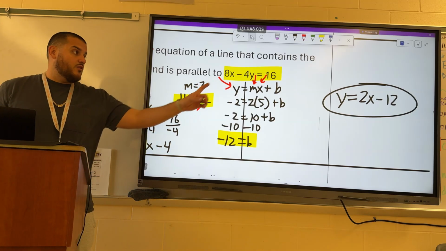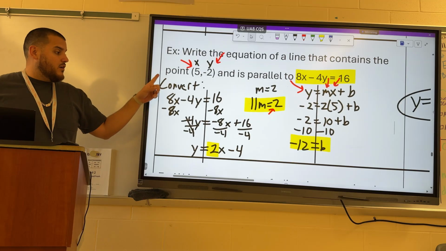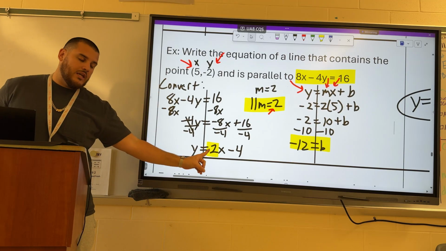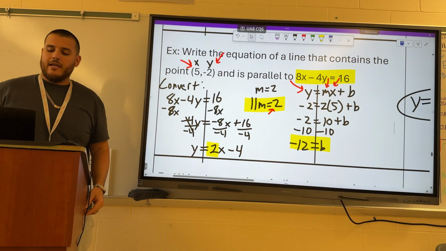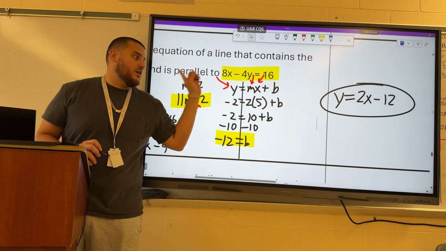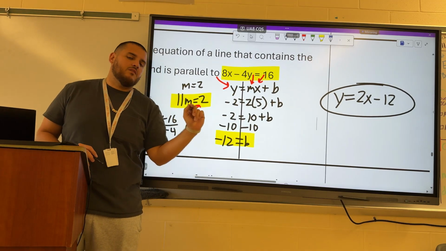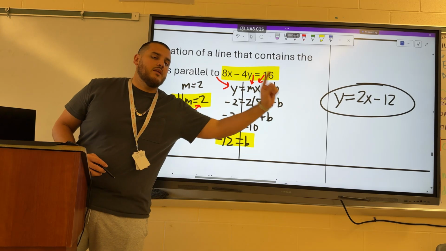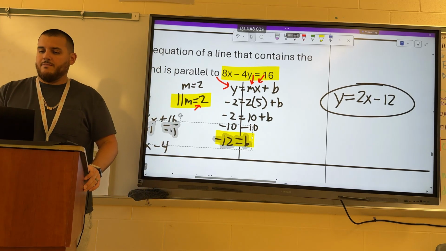Remember, the idea here is if we're given standard form, we need to convert it to slope-intercept so we can identify the slope. Then we can plug that in with our given point into y equals mx plus b to find our b, or y-intercept, and then write the equation of our line.